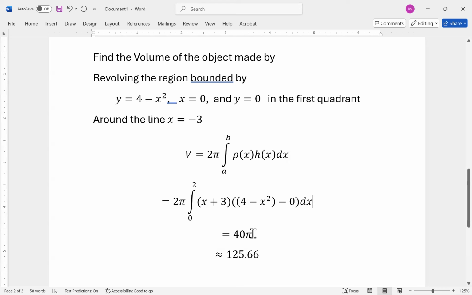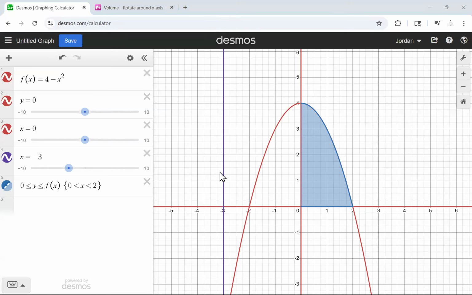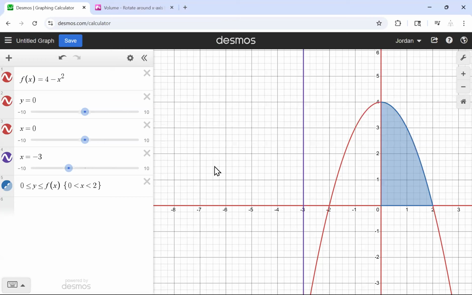That is how we do the shell method around vertical lines. Now, I want to point something out about this particular situation. In this situation, this figure is going to have a hole in the middle. There's going to be a big gap between the line we're rotating around and our region. So if I rotate that region around, I have a hole in the middle. And that's fine. We're not troubled by that.